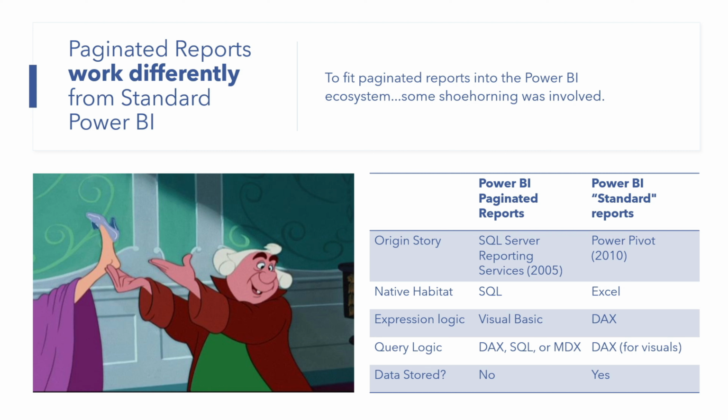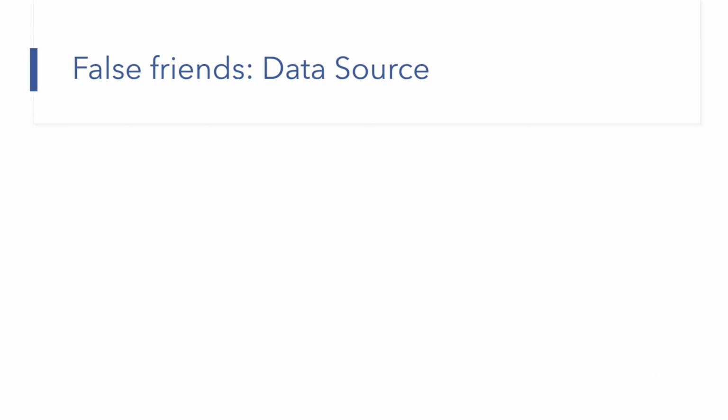I don't have any insider knowledge on how or when Microsoft decided they were going to merge these two tools together, but it seems obvious to me that some shoehorning was involved to make paginated reports fit in the Power BI ecosystem. Exhibit A for my shoehorning theory are the false friends between Power BI Report Builder and Power BI Desktop. Because these tools evolve separately, they use some key words and phrases to mean different things.